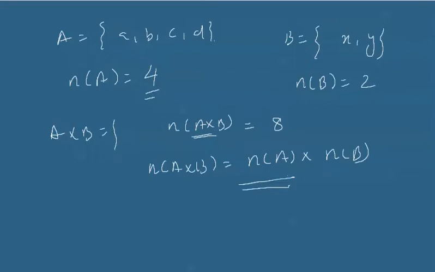Fine. So now you know what is an ordered pair, what you mean by Cartesian products of sets, and how you can find the number of elements in the Cartesian product of two finite sets. So if A and B are two finite sets, then n of A cross B is equal to n of A into n of B. Clear?